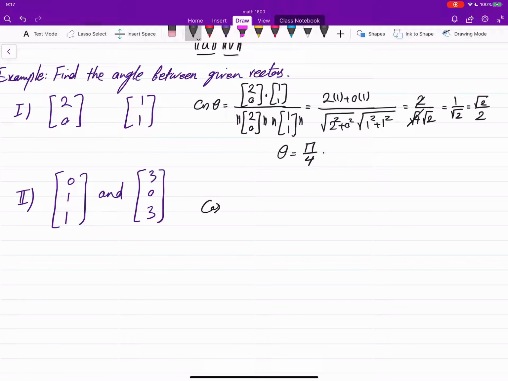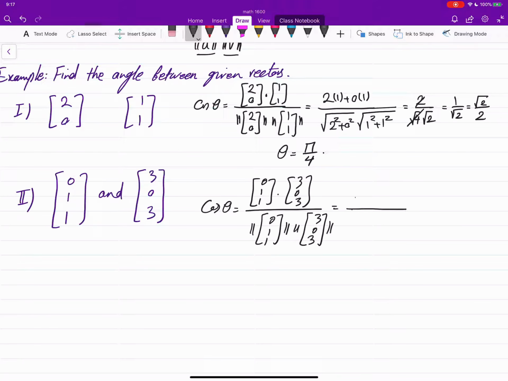For the second pair, I will do it a little bit faster now. (0, 1, 1) dot (3, 0, 3) over the length of (0, 1, 1) times the length of (3, 0, 3). And then this is 0 times 3, plus 1 times 0, plus 1 times 3. In the denominator, we have the root of 0 squared plus 1 squared plus 1 squared. The other one is the root of 3 squared plus 0 squared plus 3 squared.